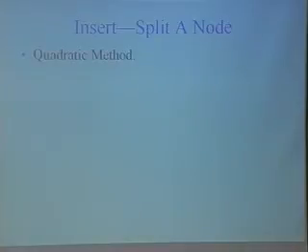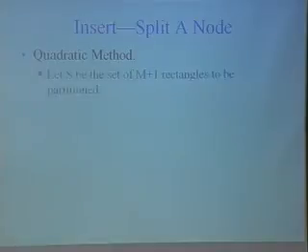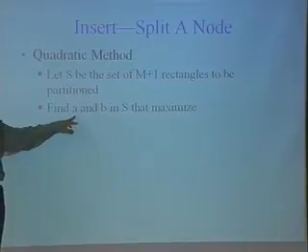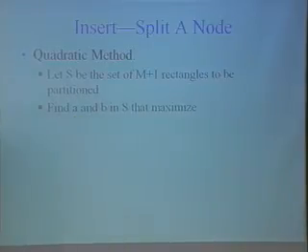Two popular strategies to cluster for R-trees: one is called the quadratic method, and the other one we're going to look at is the linear method. The quadratic method, as the name suggests, is going to run in square of M time. We've got M plus 1 rectangles that need to be partitioned into two groups or two clusters. So first I'm going to find a seed. This is the seed for cluster A, and that's the seed for cluster B.